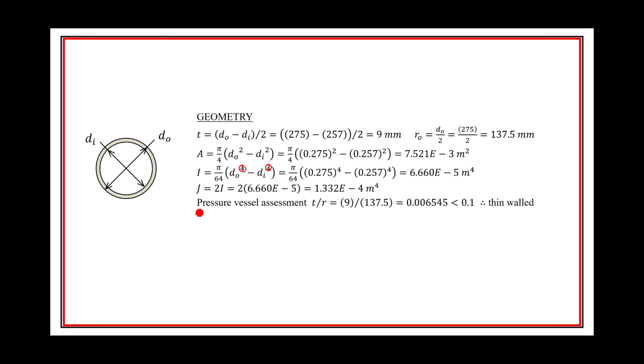And we might as well, as part of the geometry, just assess whether it's thin-walled or thick-walled. 9 divided by 137.5, much smaller. And I think I might be off, but I think that's an accident right there. I don't think it's 0.006, I think it's just 0.06. But it is less than 0.1, so whoopee, we could be thin-walled.